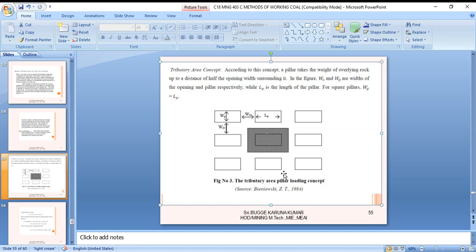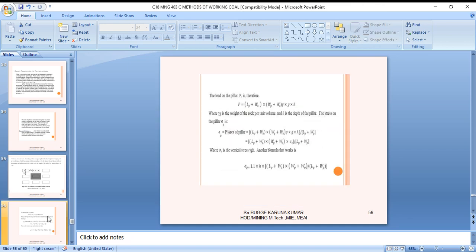In a square pillar, Wp is equal to Lp. So when it is a rectangular pillar, Lp into Wp will be taken. But in the case of a square pillar, Wp square is taken into consideration. So this is a simplified formula for the load on the pillar calculation.